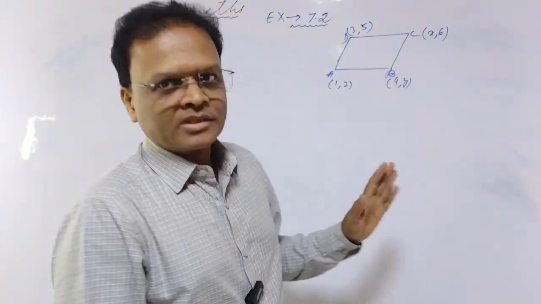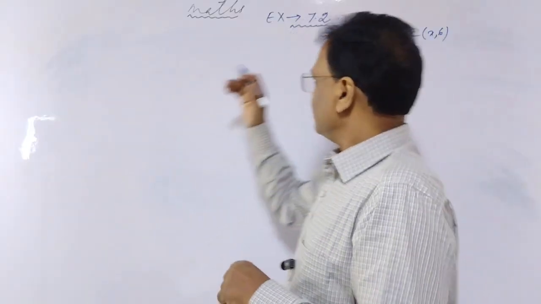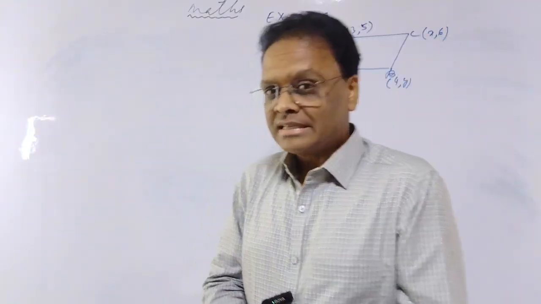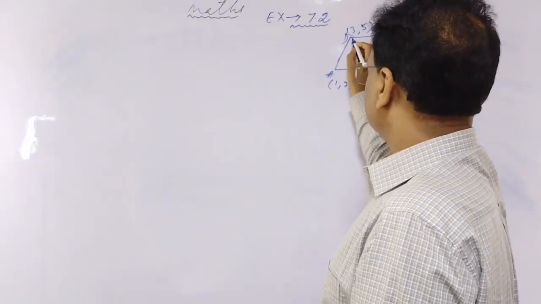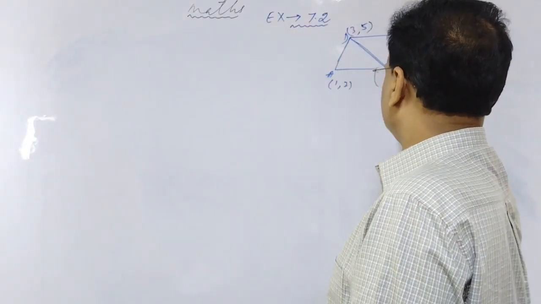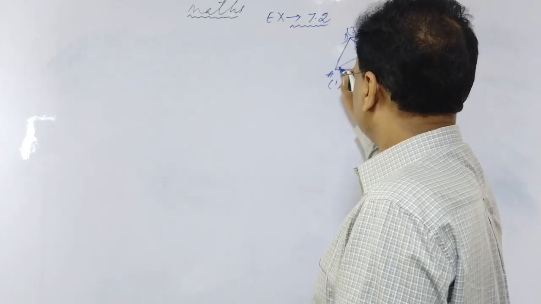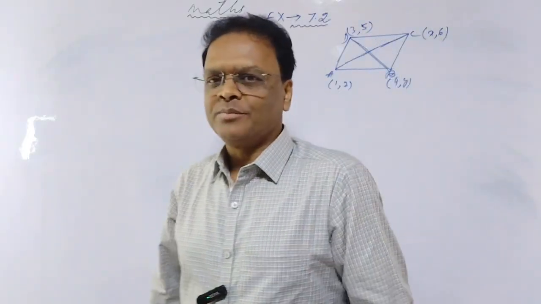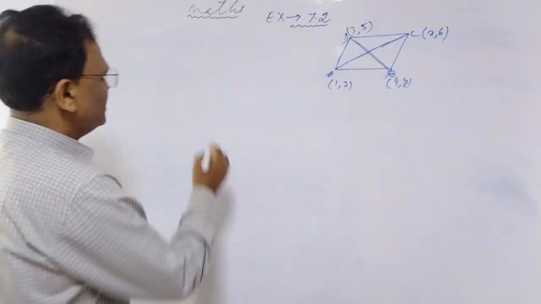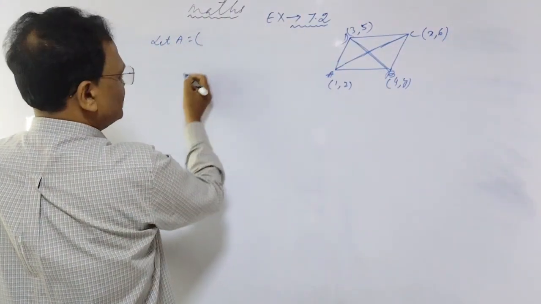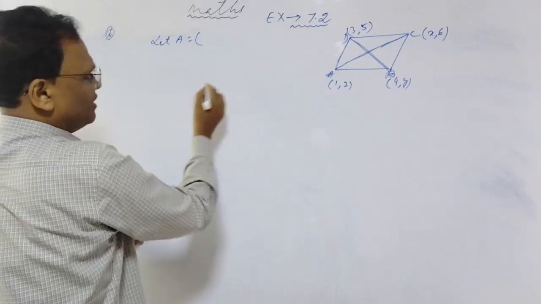In a parallelogram, we have some properties. What are the properties? Opposite sides are equal as well as parallel, we know. But the next thing is these diagonals, DB and AC. These diagonals bisect each other. This is the most important point of the parallelogram. So let me write, this is question number 6.